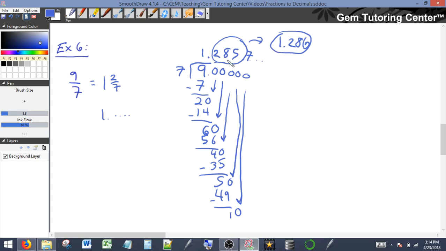So you would solve to 4 decimal places, and then round the third decimal place as needed. And since this is a 7, this will round up to 6. So we'll get 1.286. So we will generally solve to 3 decimal places. Now, unless your teacher says, solve to 5 decimal places, then you would solve to 5. But generally, if nobody says anything about how far you need to go, we solve to 3 decimal places.